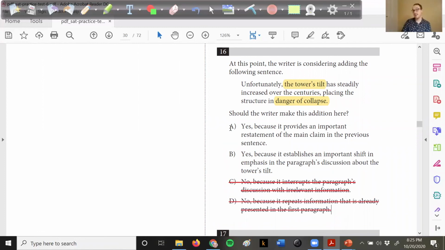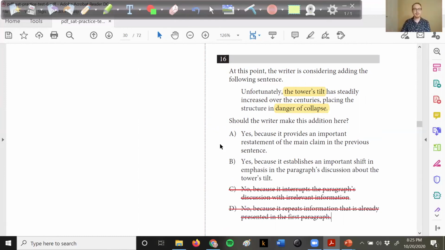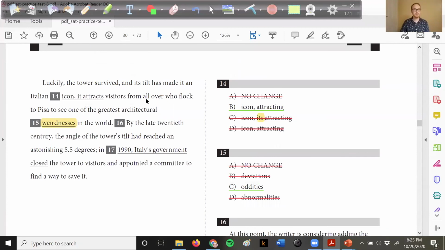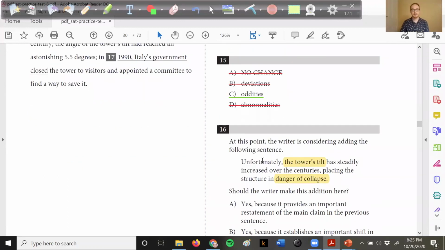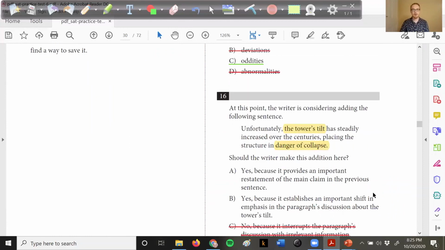A says, yes, it's an important restatement of the main claim in the previous sentence. Okay, what was the main claim in the previous sentence? Let's look. The tilt is an icon and attracts visitors. Well, this sentence doesn't say anything about visitors or nature. So no, I don't like A.